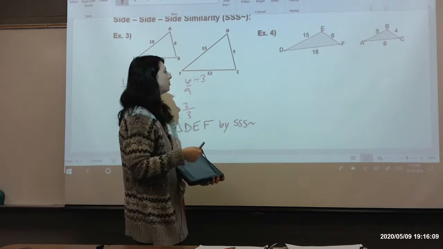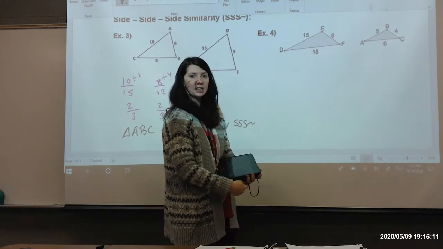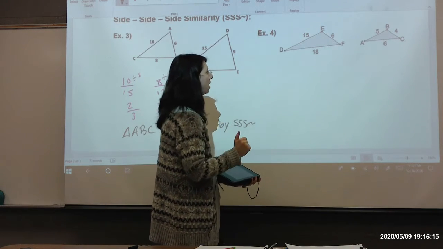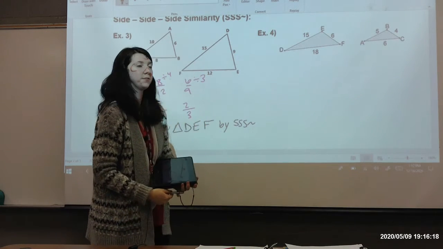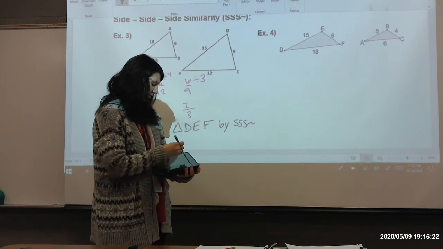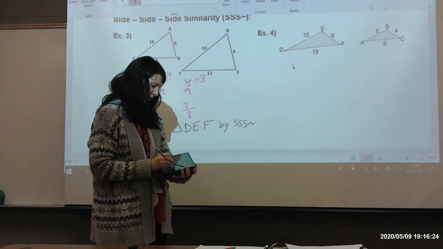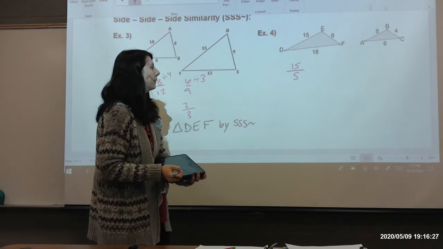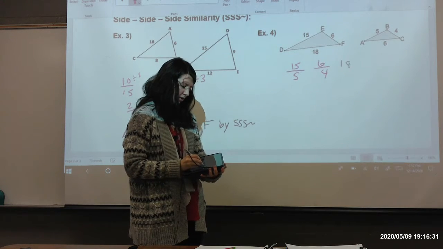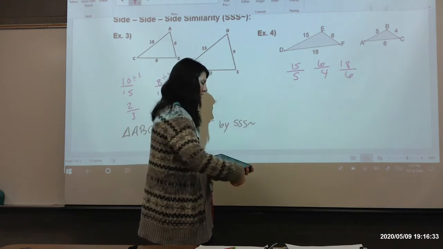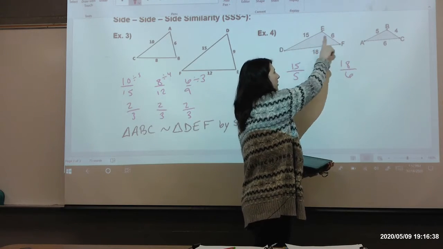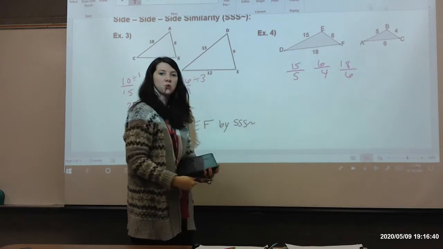All right, our second example for this, we have all 3 sides again, so let's check them. Match up your largest to your largest and your smallest to your smallest. So which side would 15 match to? It would match to your 5, very good. So I'm going to do 15 over 5, okay? 6 over 4, and 18 over 6. So smallest, largest, middle. Now let's simplify each one.